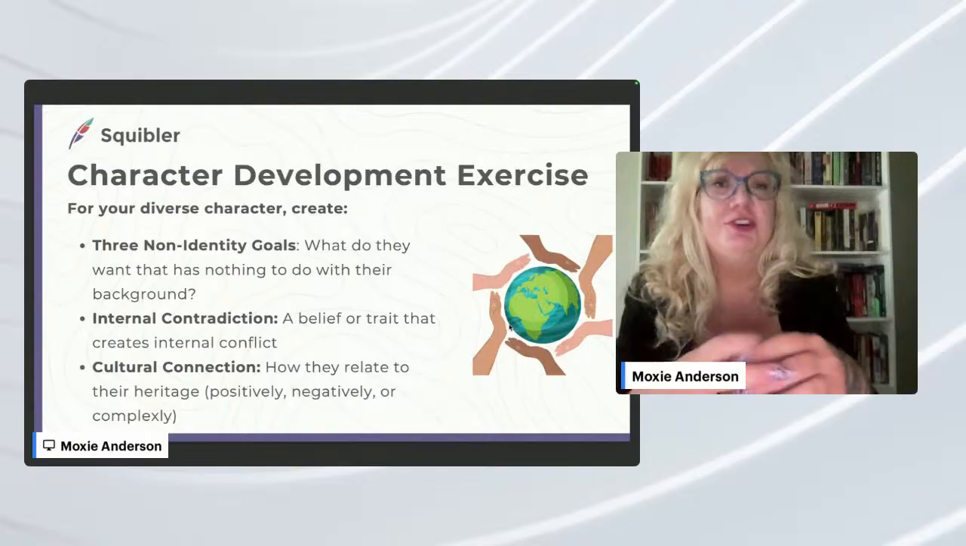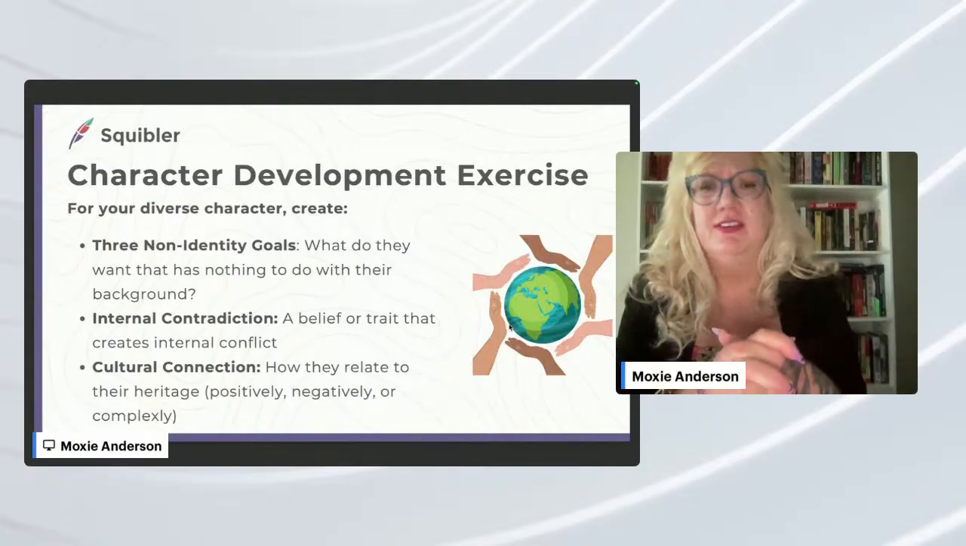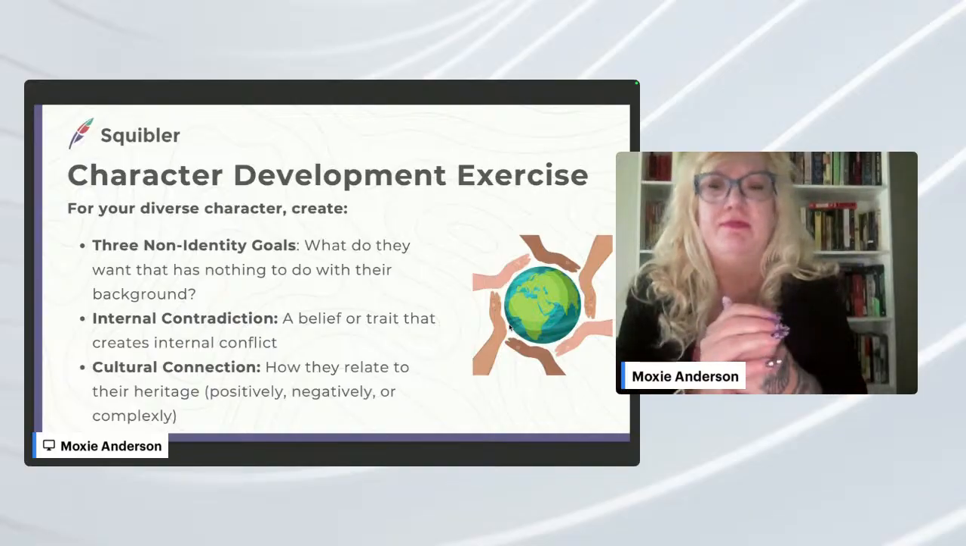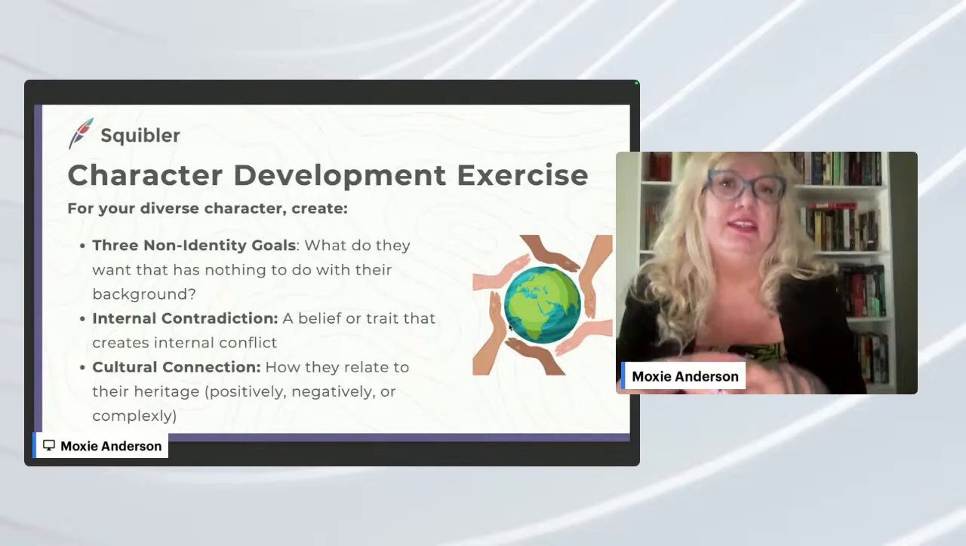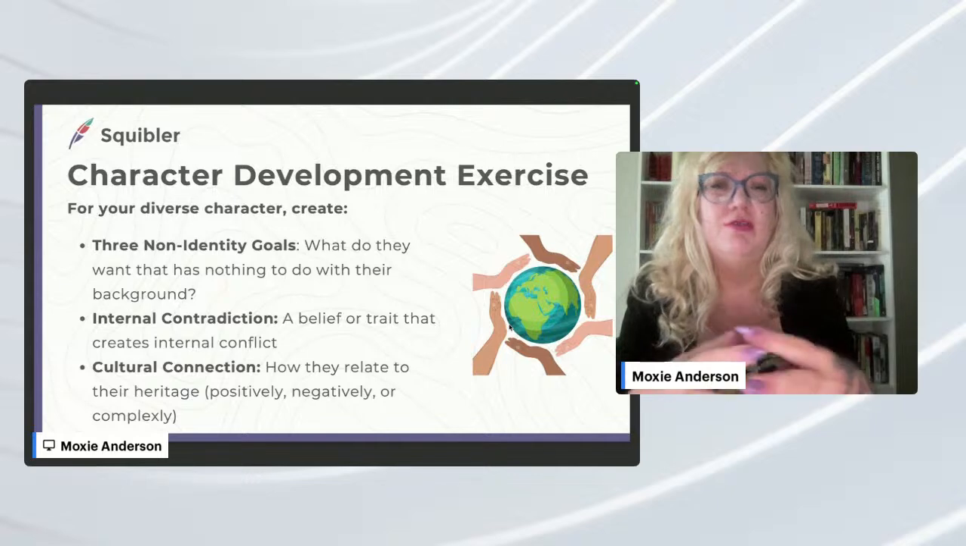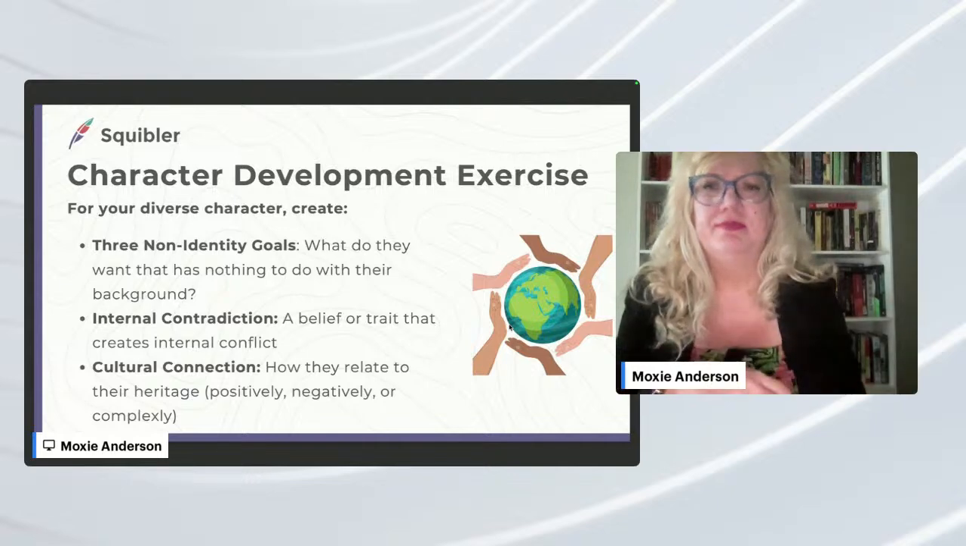They should have an internal contradiction if it's an important character. This is going to be a belief or a trait that creates some internal conflict for them. And then think about their cultural connection. How do they relate to their heritage? Do they relate positively, negatively, or is it more complex for them?